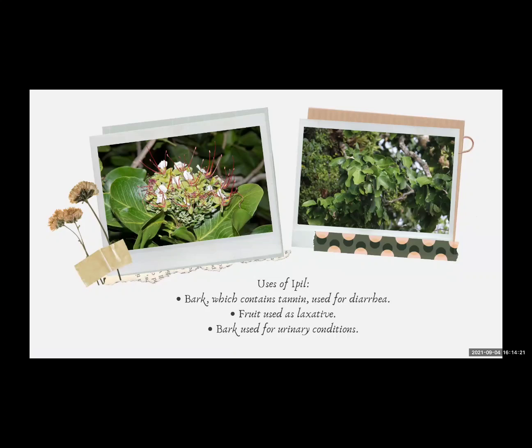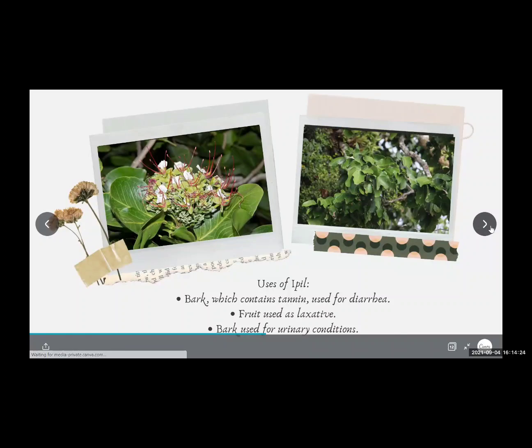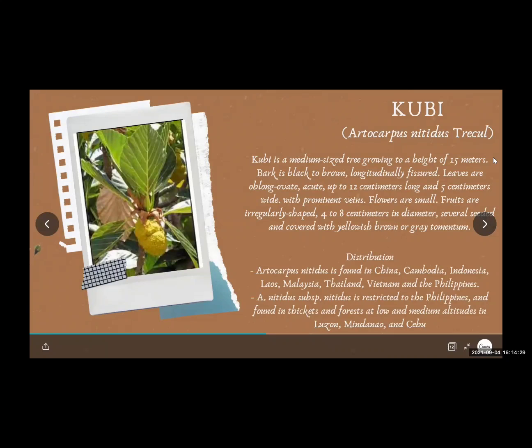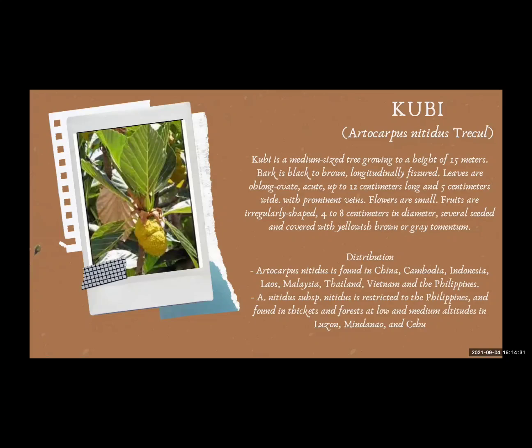Next species is the Artocarpus nitidus, also known as kubi. Kubi is a medium-sized tree growing to a height of 15 meters. Bark is black to brown, longitudinally fissured. Leaves are oblong, ovate, acute, up to 12 centimeters long and 5 centimeters wide, with prominent veins.